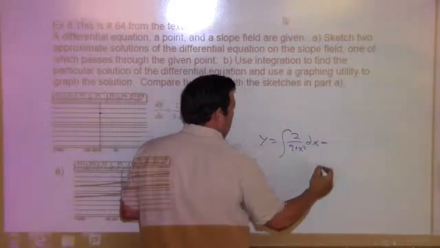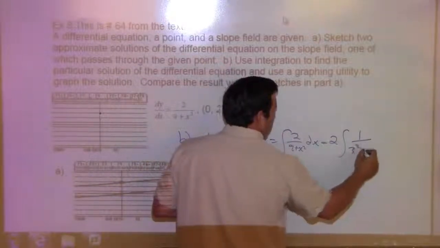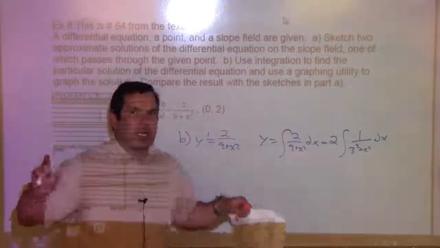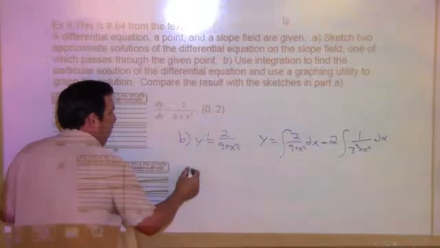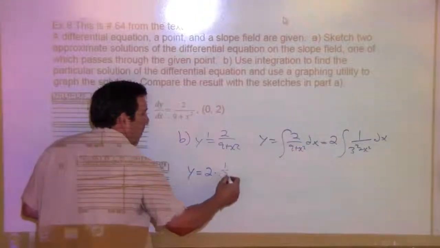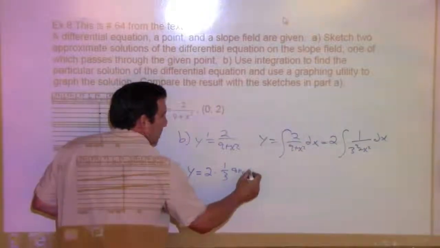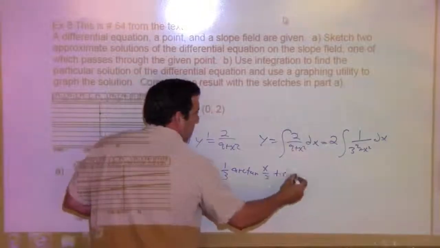And it might be helpful to see this as 2 times the integral of 1 over 3 squared plus x squared dx. And of course, everyone say it with me, that is a what? An arc what? Tangent. Good job. So y would be equal to 2 times 1/3, why 1/3? Because our a is 3, arctangent of x over 3 plus some constant c.